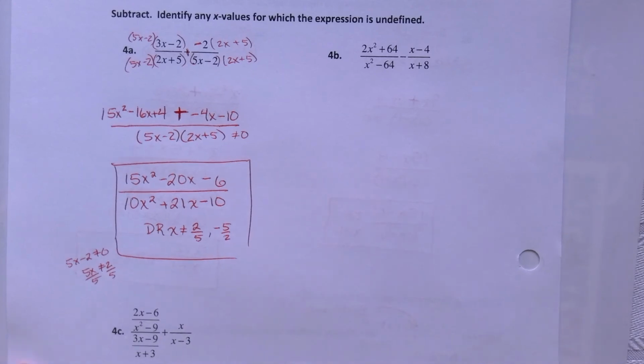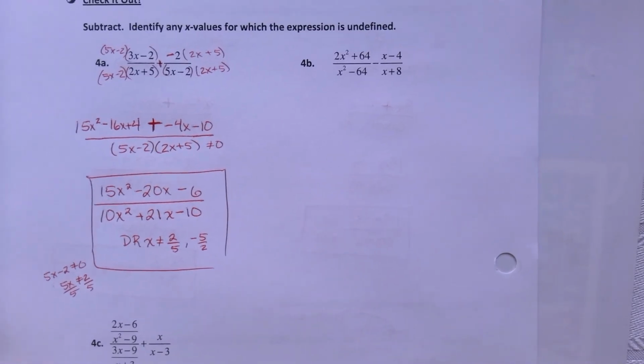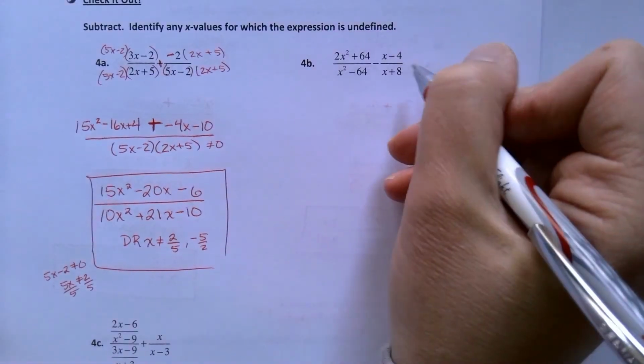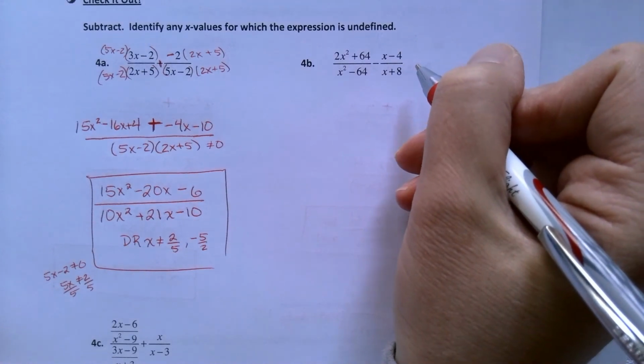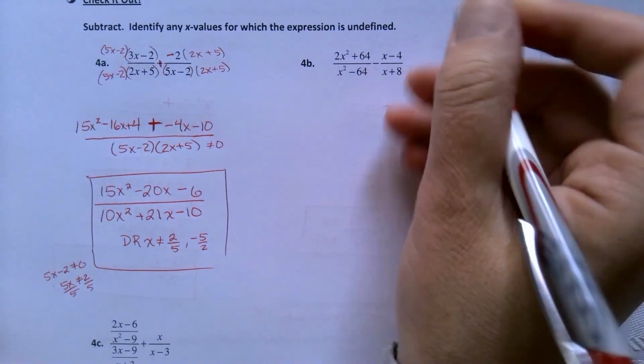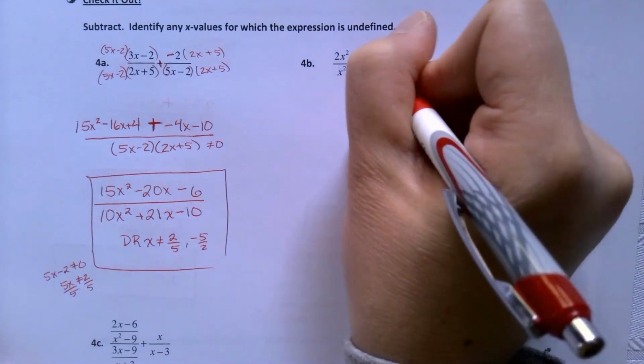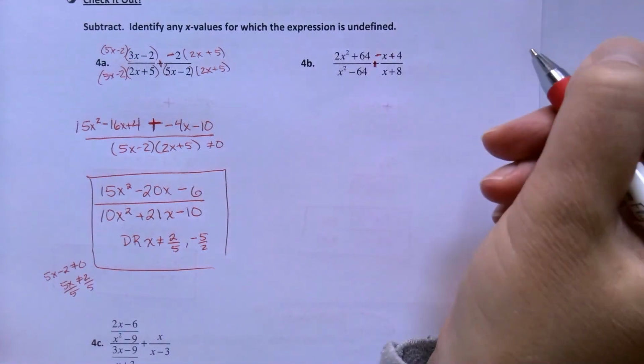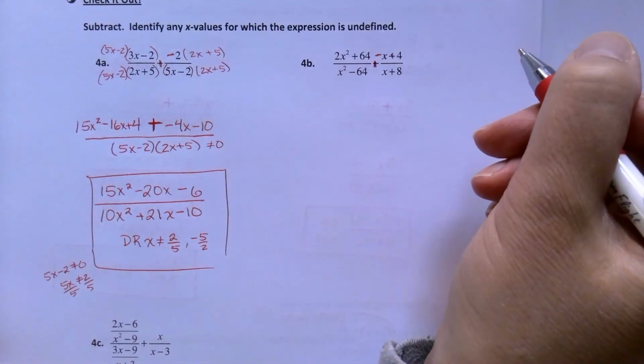Okay, so looking at this next one, again, the minute I see subtraction, it's almost the same idea. When I have division, I stop and I multiply by the reciprocal. When I have subtraction, I stop and I distribute that sign. And now I don't have to think about it. My problem is much easier.